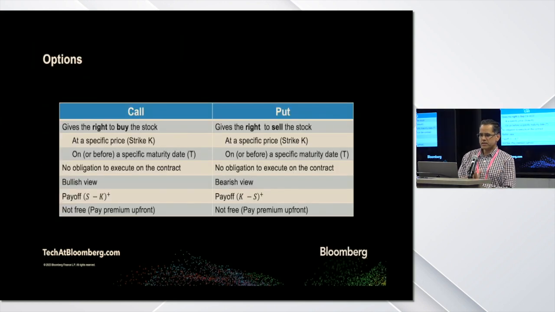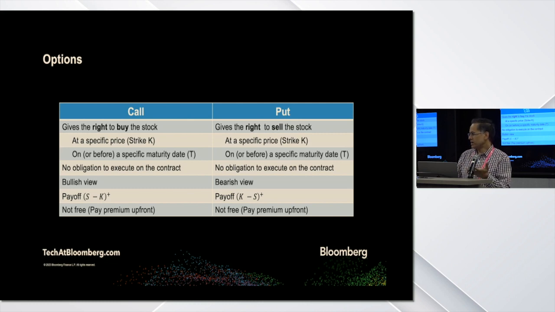So, what are options? An option is a derivative contract which gives the buyer the right to buy the stock if it's a call option, or the right to sell the stock if it's a put option, at a specific price. It's called the strike price, and on or before a specific maturity date. So the strike and maturity are part of the option contract. The nice thing about these options, unlike stocks, is there is no obligation to execute on the contract. So at expiry, if you don't find it favorable, you just walk out of the contract.